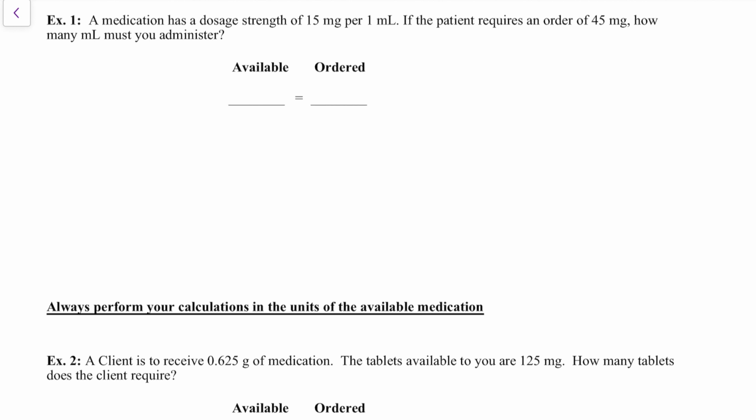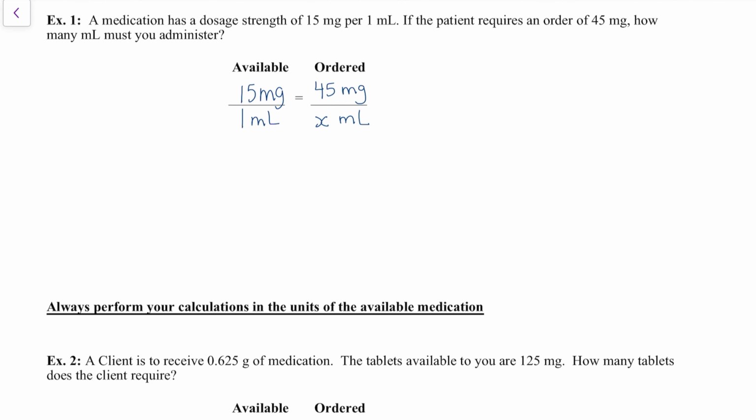So let's go back through and fill out our available to ordered ratio and proportion. So what is available? Well, the dosage strength that we have is 15 milligrams per 1 milliliter. The patient requires, so we're ordering 45 milligrams. How many milliliters is that? So I'm going to put an X there, or you can put a question mark or what have you, because that's what we're looking for.